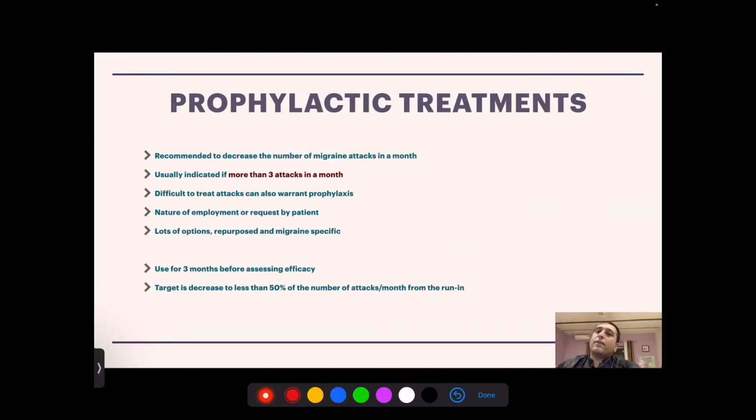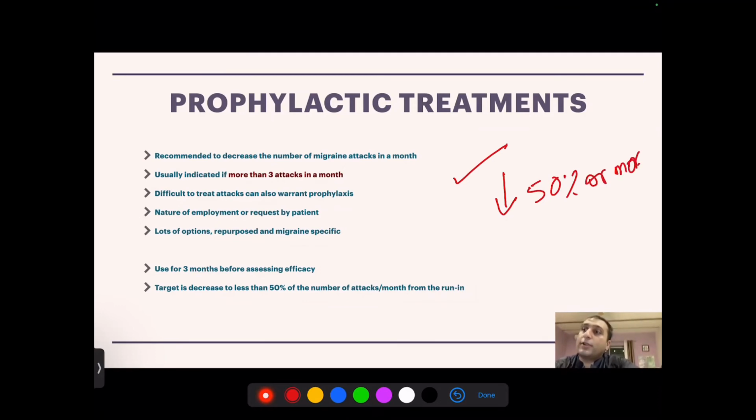If you are having more than 3 headaches a month, or the headaches are not responsive to medications, or the patient wants the headaches to decrease or not happen, depending on the nature and severity of the headache, you start a prophylactic treatment. It is supposed to reduce the number of headaches by 50% or more.